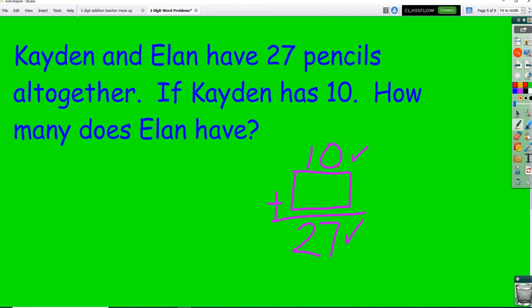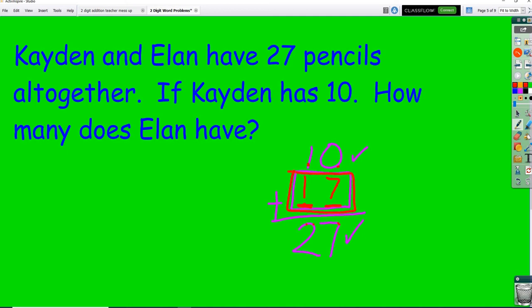0 plus something makes 7. Well, 0 plus what makes 7? Yeah, it's 7. 0 plus 7 would make the 7 down here. And then we have 1 plus something is going to make 2. 1 plus what makes 2? Yeah, 1. 1 plus 1 would make the 2 tens. So good. We know that our answer then is 17.